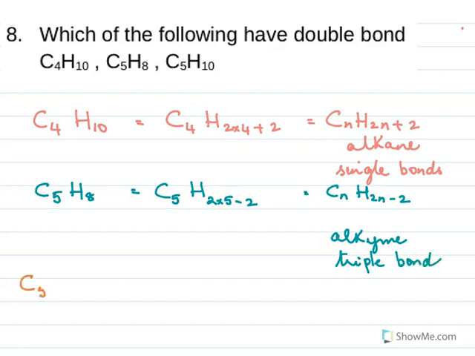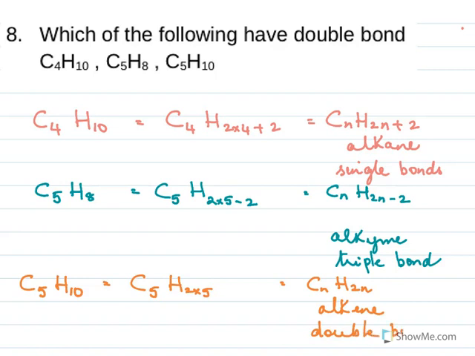Then for the last we have C5H10, which is C5H2 into 5, so that would be 10. So this is CnH2n. These are alkenes, and they have the double bond. So which of the following has double bonds? This is the alkene, so this will have a double bond.